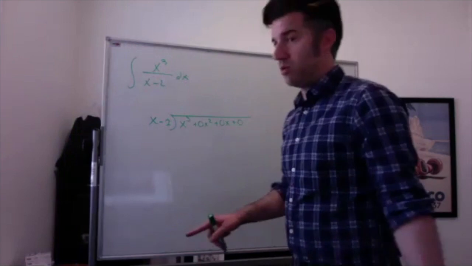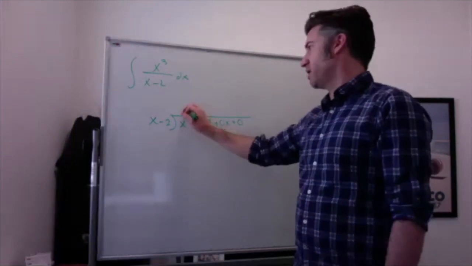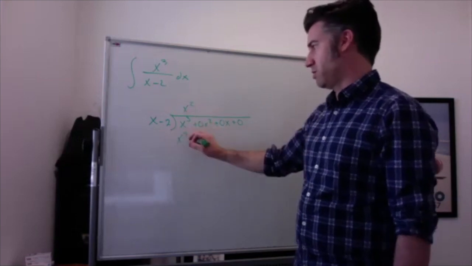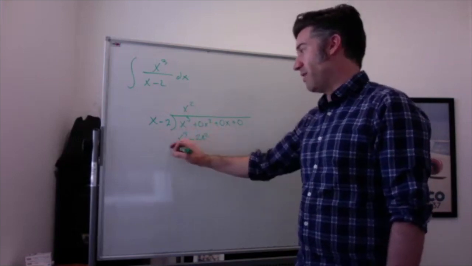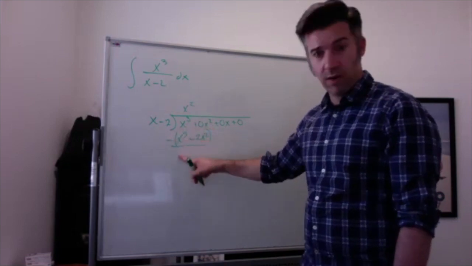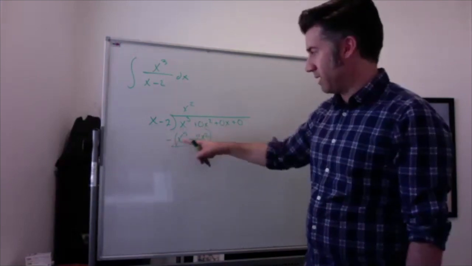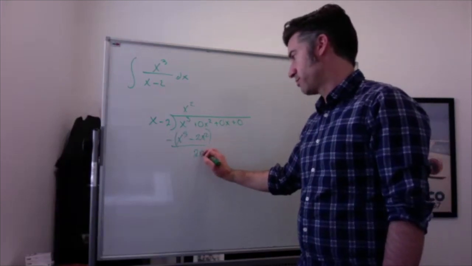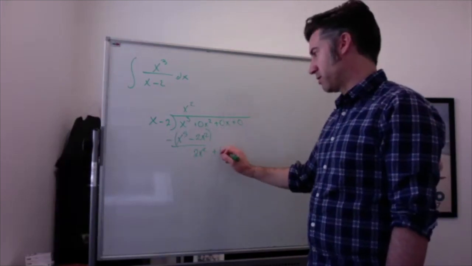But then we just do, what do you multiply with x to get x cubed? Oh, it's x squared. X squared times x is x cubed. X squared times minus 2 is minus 2x squared. And then we subtract. That minus that is 0. That minus that is positive 2x squared. Bring down the next thing.